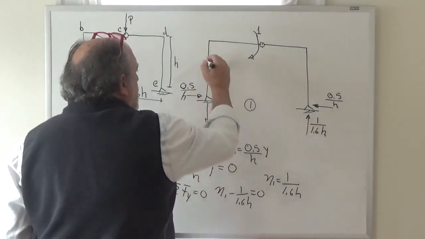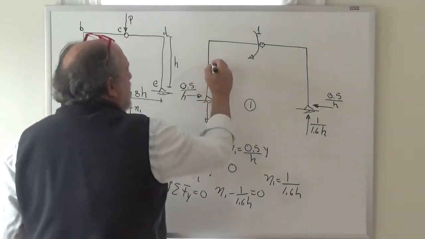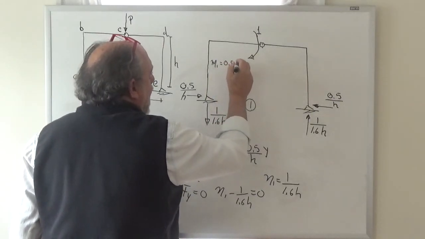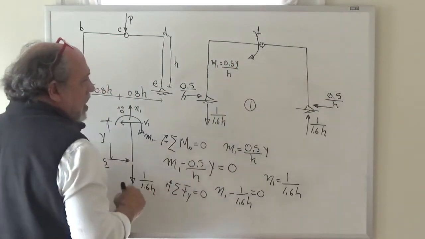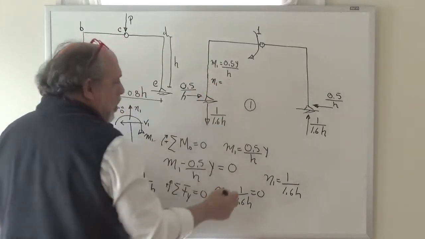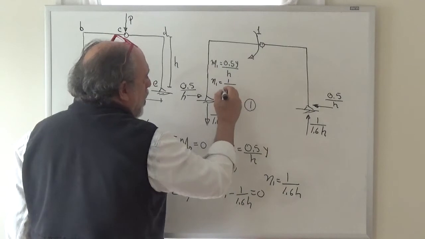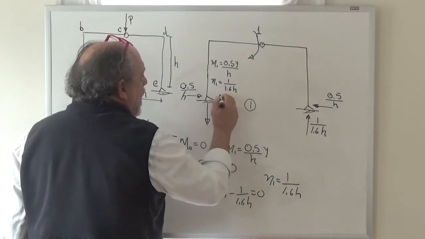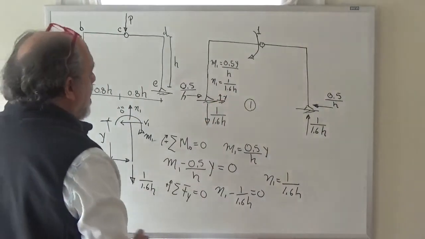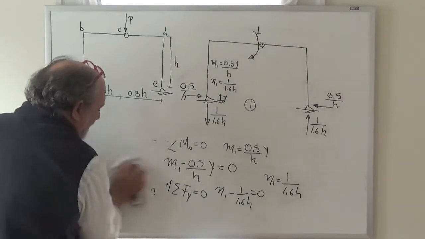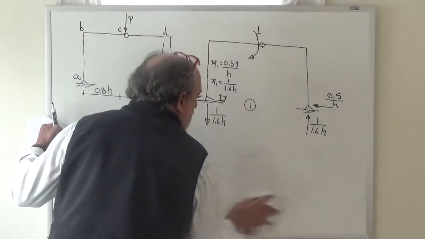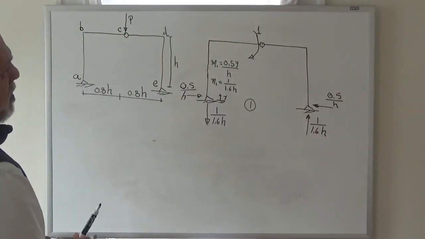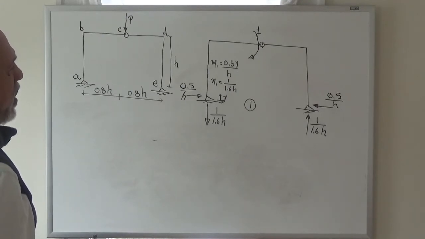We transplant them to this sketch, and we say on this bar M1 is equal to 0.5 y over h, and N1 is equal to 1 over 1.6 h, and y was this way. And then we can erase this work, because we got what we wanted out of it, right? We know what's going on in bar AB as far as the M and the N go.